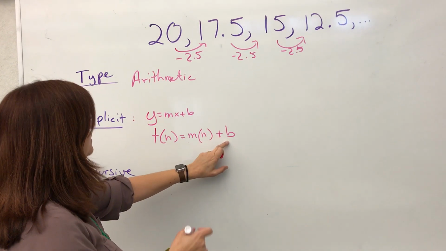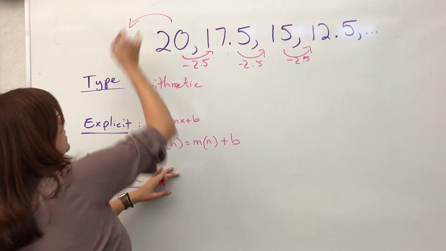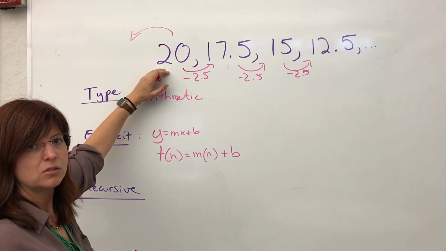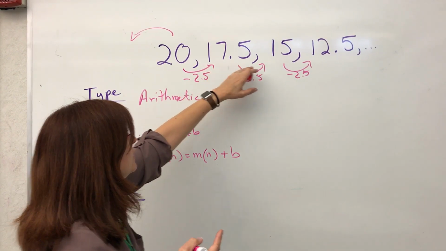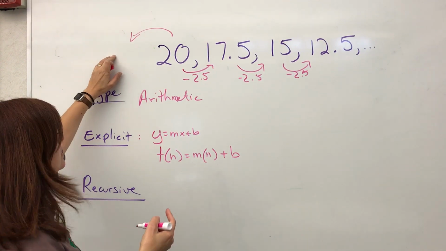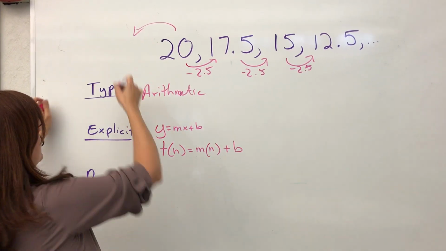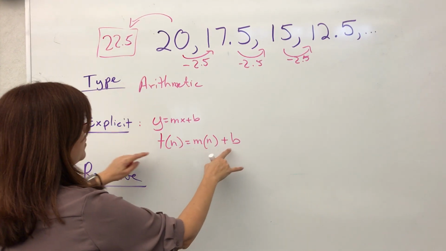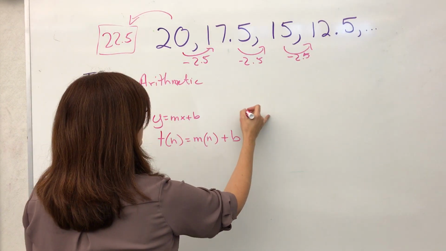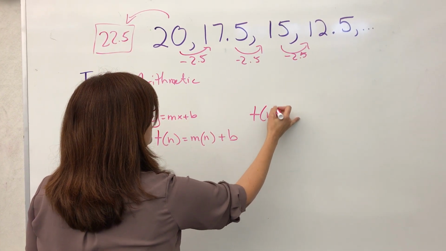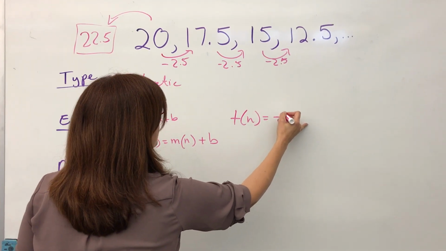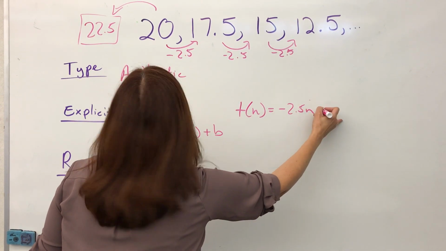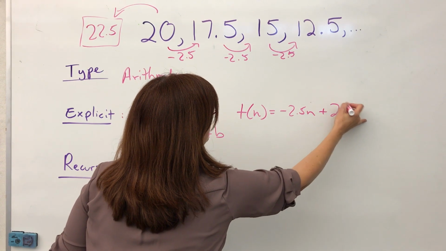But I don't know yet my b value, so I have to go back and think about what the zeroth term would be. If I'm giving you a sequence, I'm always giving you term number 1, term number 2, and term number 3, but I don't have term number 0 listed. So I have to add 2.5 to get to that, which would be 22.5. That will be my b value. So when I write this, it will be t of n is equal to -2.5 times n, and then plus 22.5.